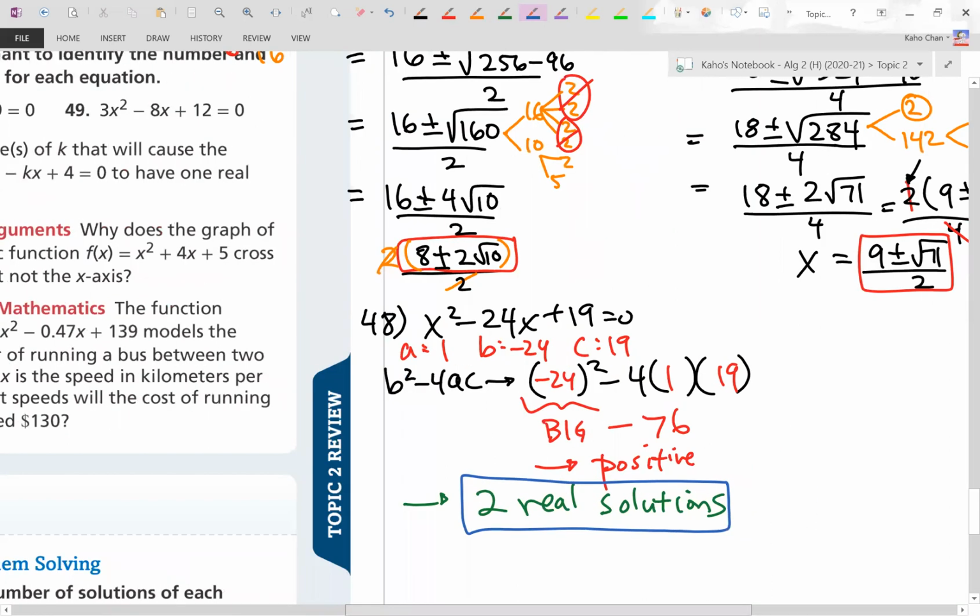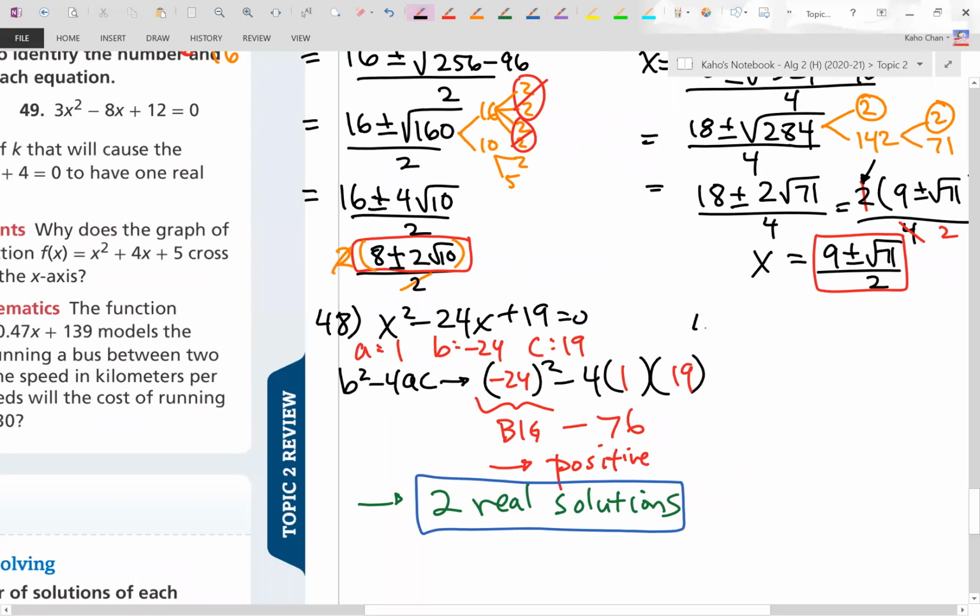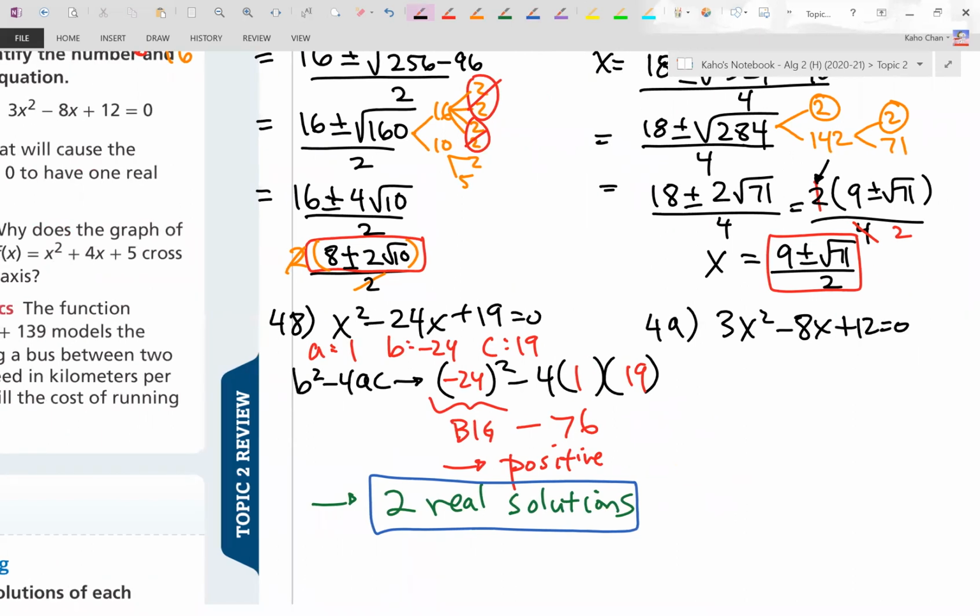Which moves me to number 49. Same process. Check out what the discriminant will give me. Holy cow. We're running to an hour and 26 minutes. That's crazy.